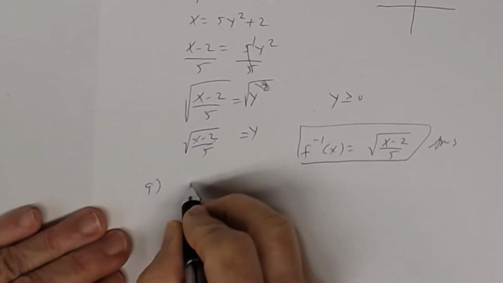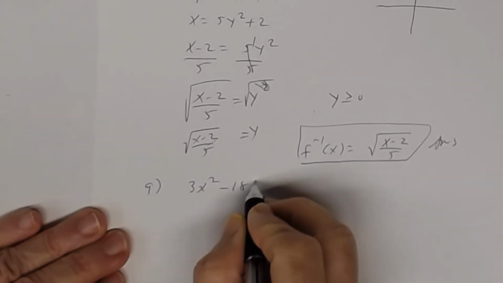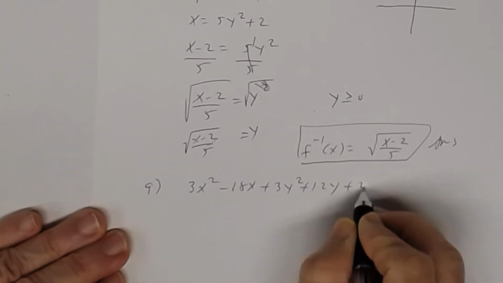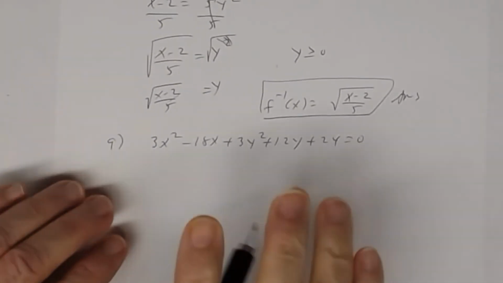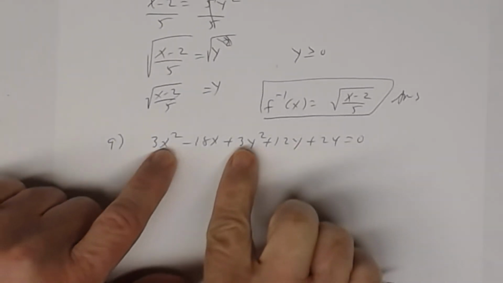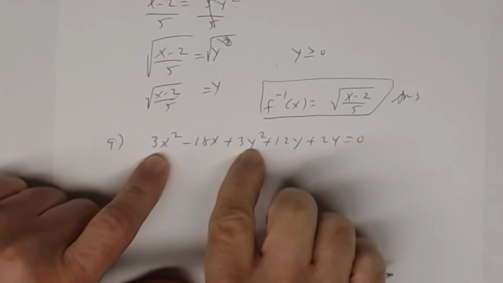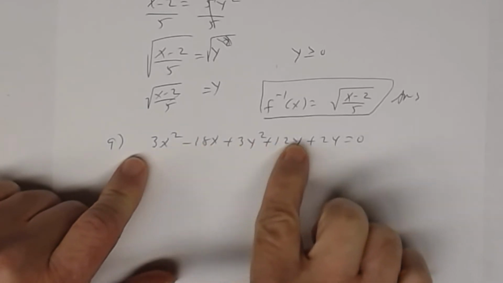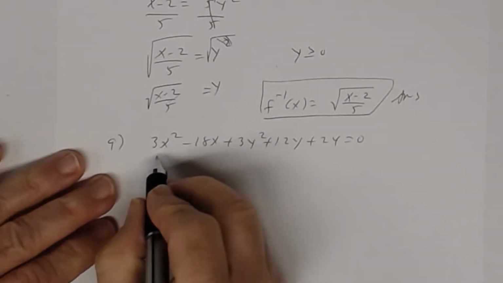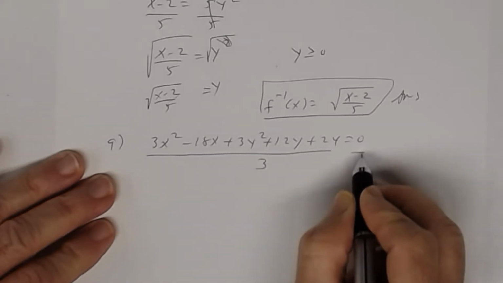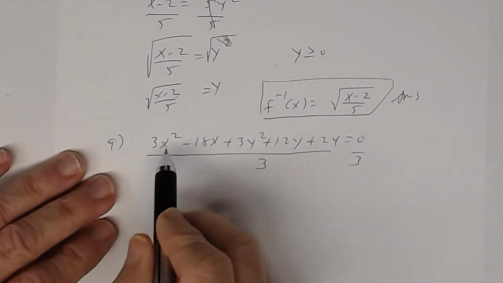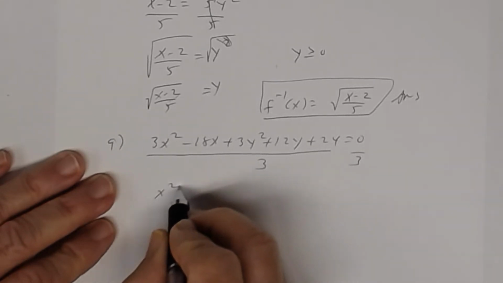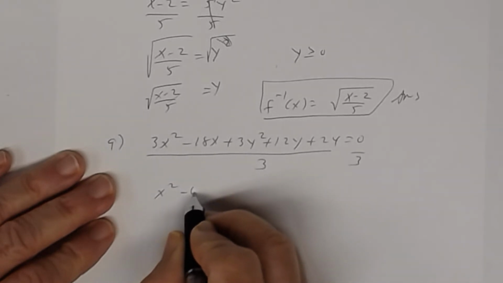So number 9, you have 3x squared minus 18x plus 3y squared plus 12y plus 24 equals 0. Before we complete the square, we've got to make sure that the coefficients of x squared and y squared are 1s, and they're not. But this is an easy one because all of these terms are divisible by 3. So I'm going to divide both sides by 3. That will make x squared and y squared have coefficients of 1s. So 3x squared divided by 3 is x squared. Negative 18x divided by 3 is negative 6x.